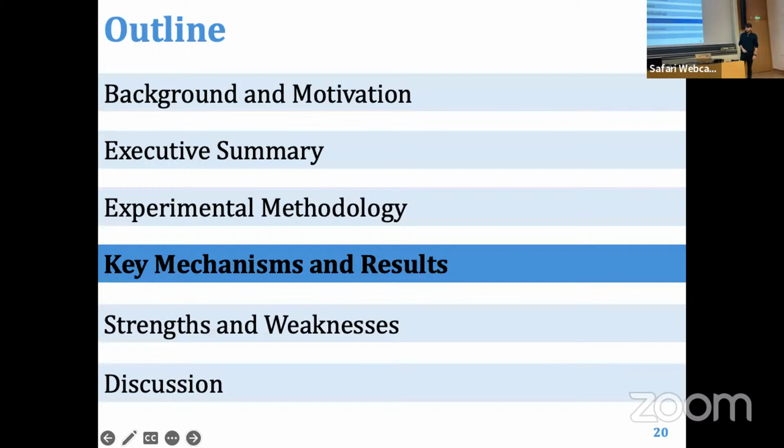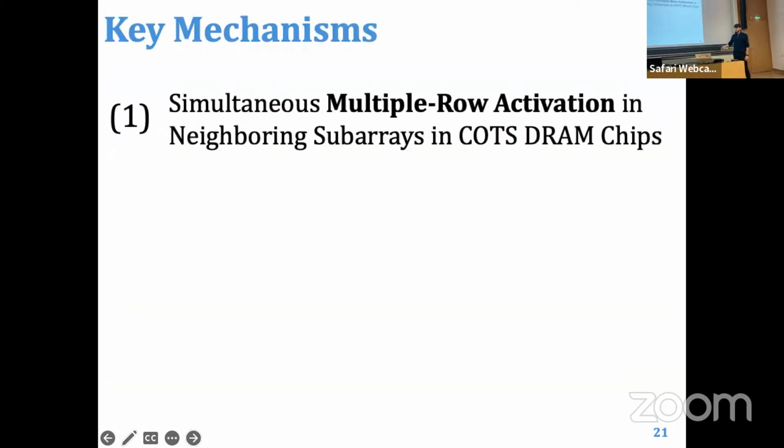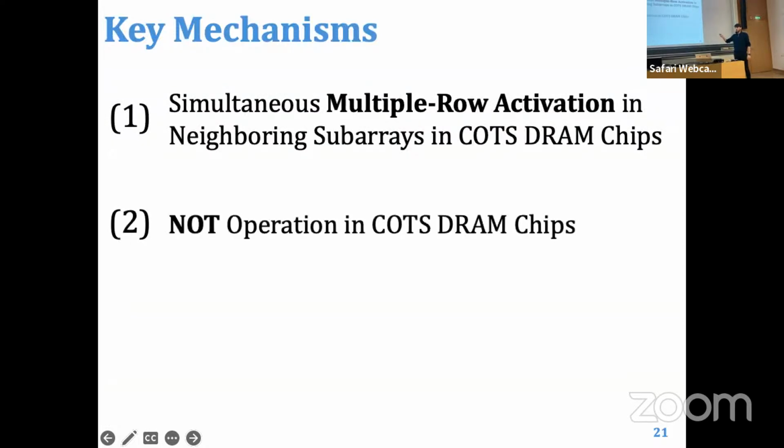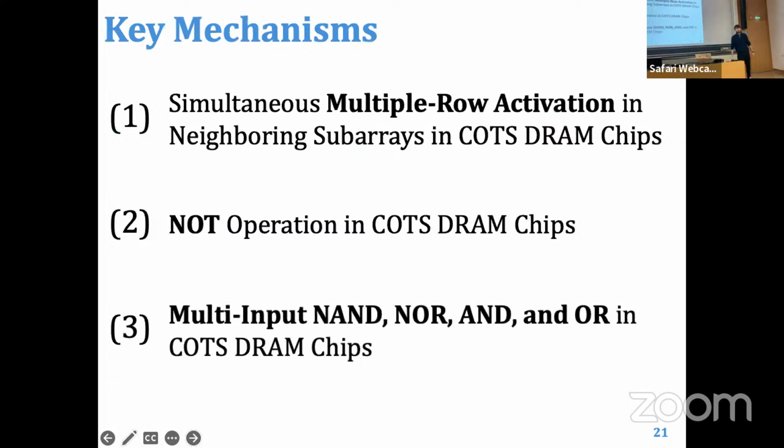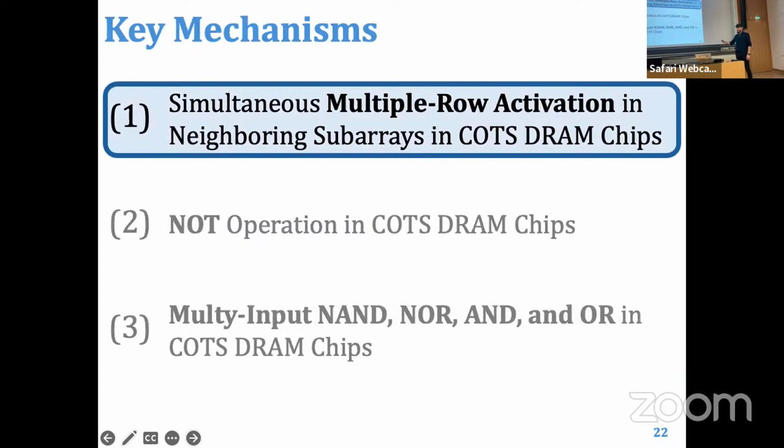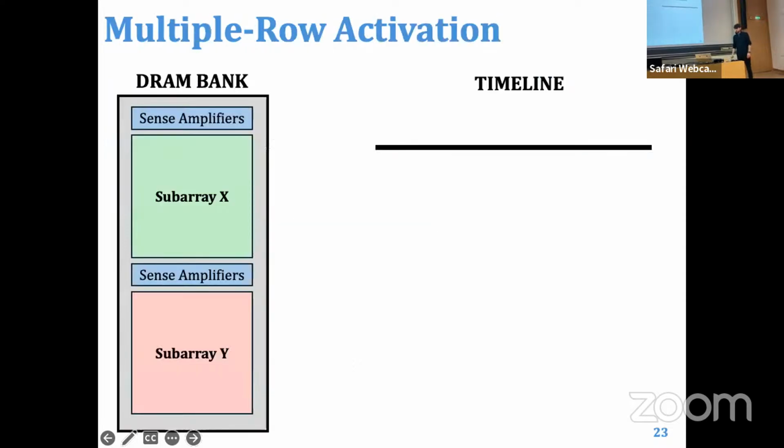Now, let's focus and see the heart of the paper, which is essentially the key mechanisms. And we saw before, there are 3 key mechanisms: simultaneous multiple row activation, the NOT operation, and multi-input operations, NAND, NOR, and OR. We're going to look at them in detail, and then we're going to have some small results for every single one of them. First of all, simultaneous multiple row activation. This actually is necessary in order to build up the other 2 operations.